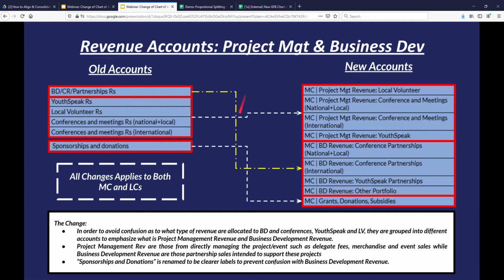But for BD, it was split into four, which is BD of each of the things mentioned above. So BD for conferences, BD for USpeak, and also BD for other portfolio. There's no BD part for LV as of right now, as this is a relatively new business model. And then sponsorship donations was renamed into grants, donations, and subsidies, because sponsorships is a confusing label. So we have to specify it as grants, donations, and subsidies.